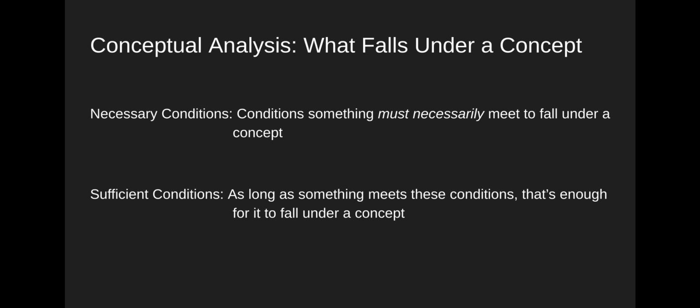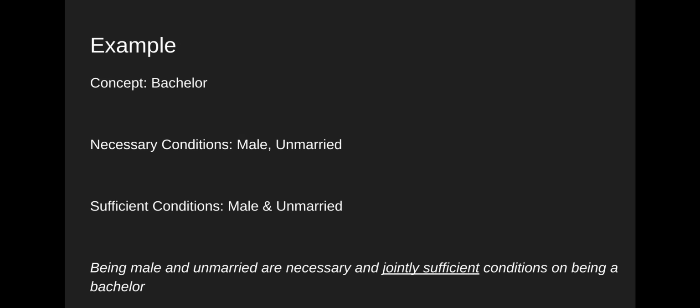We'll take a concept, in this case, the concept bachelor, and we'll try and come up with necessary and sufficient conditions for something counting as a bachelor. So here's the proposal. Here are the necessary conditions. In order to be a bachelor, you have to be male and you have to be unmarried. Unless you're male and unmarried, you just can't be a bachelor. That's not how the concept bachelor works. So the necessary conditions are being male and being unmarried.